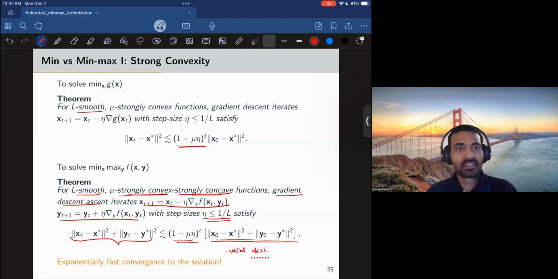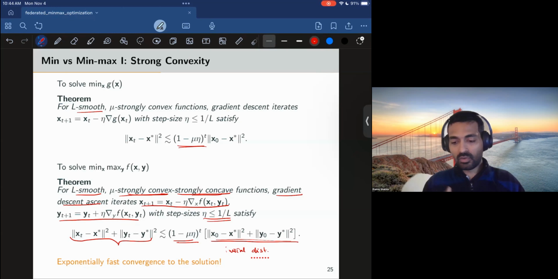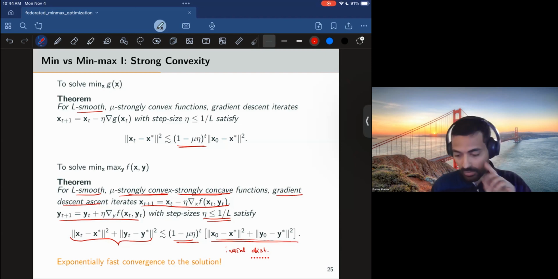It looks like the results are quite identical. In both cases, the distance we are from the solution decays exponentially in the number of iterations. So it seems that the two classes of problems are very similar. A simple algorithm which we proposed converges very similarly to how gradient descent converges for a simple minimization problem. So we get exponentially fast convergence. This is great, right?